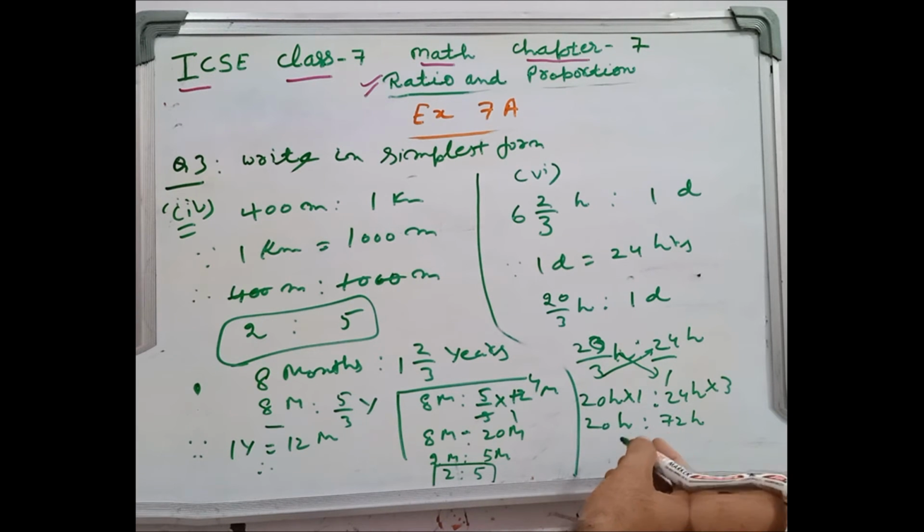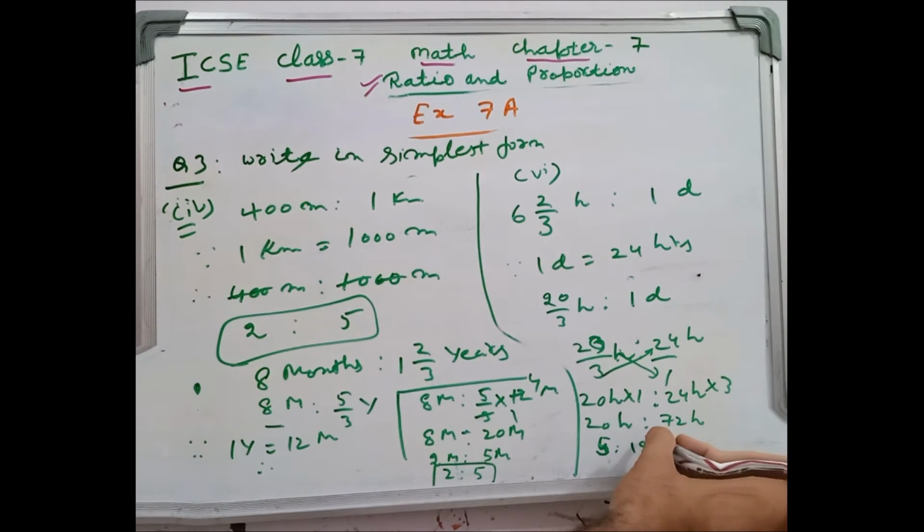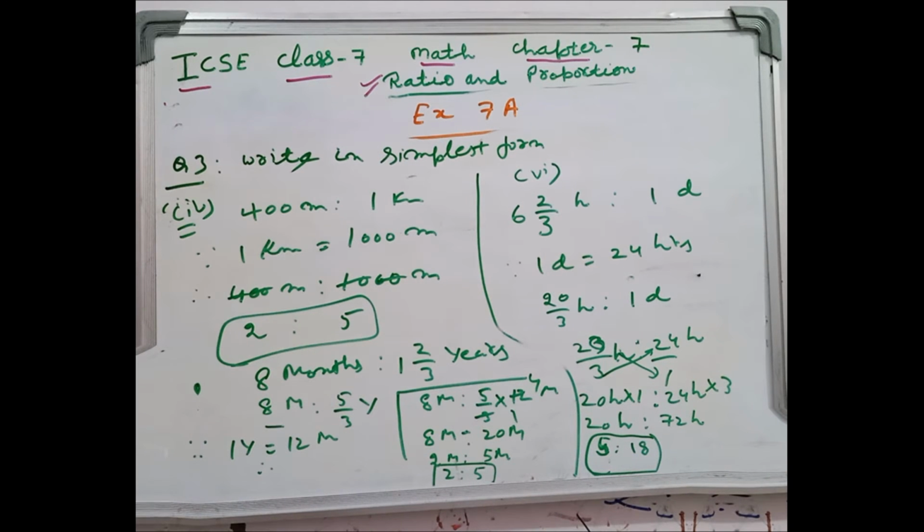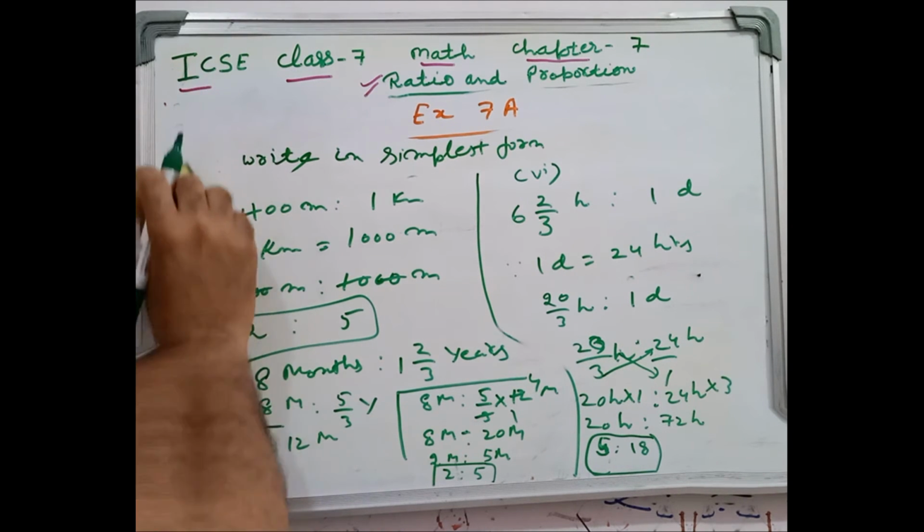For any common table they are going on which 4. 5 4s are 20, 18 4s are 72. So this is our required answer, right students? Now move on to next.